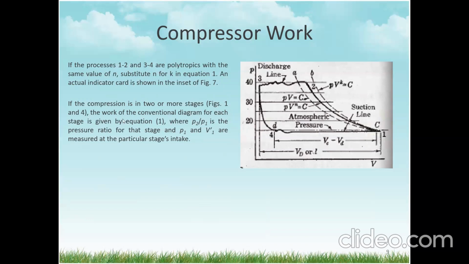So if the compressor is in 2 or more stages, figure 1 and 4, the work of the conventional diagram for each stage is given by equation 1, where P2 over P1 is the pressure ratio for that stage, and P1 and V1 prime are measured at that particular stage intake.